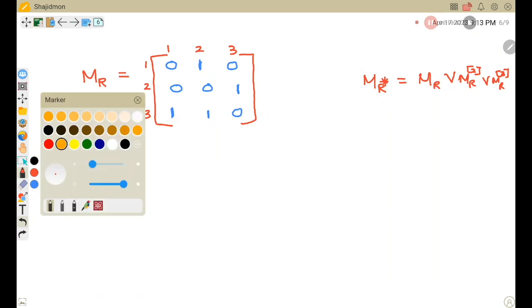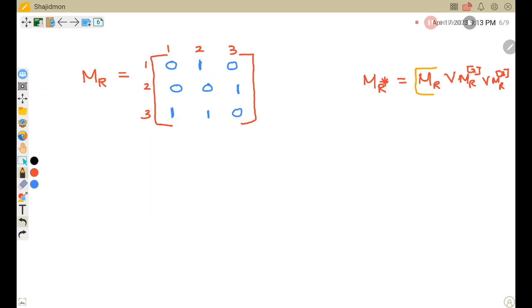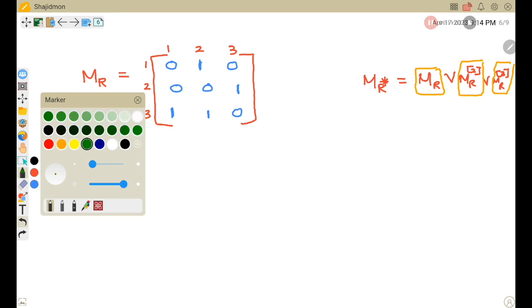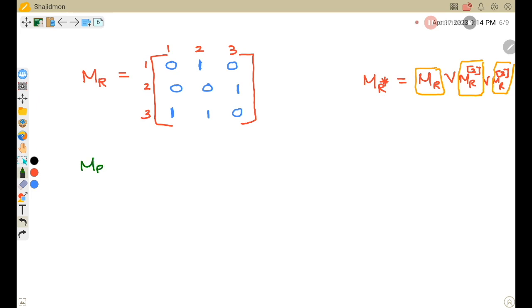First we need to calculate MR, which we already got. Now we calculate MR power 2 and MR power 3, the Boolean matrix power 3. So first we will do MR power 2 here. MR power 2 means MR Boolean product MR, that means MR multiply MR. Product means Boolean product because it is binary numbers.